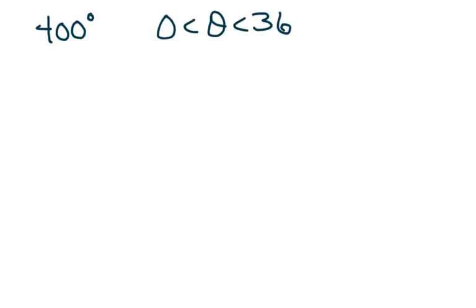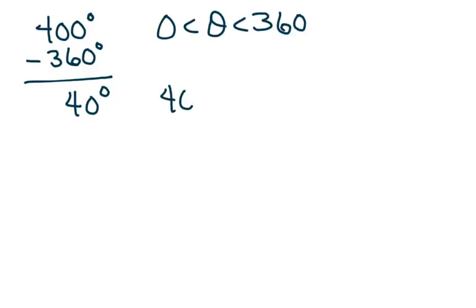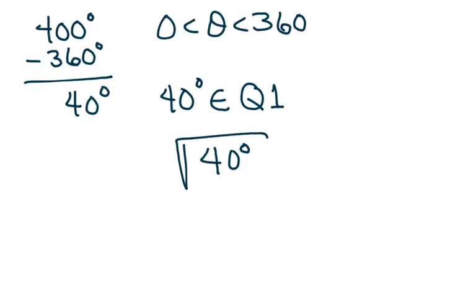Okay, the next one is 400 degrees. It doesn't lie in between 0 and 360. Therefore, we're going to go ahead and subtract 360, and we get 40 degrees. Now, 40 degrees already belongs to quadrant 1. So 40 degrees is our reference angle. That's our answer.